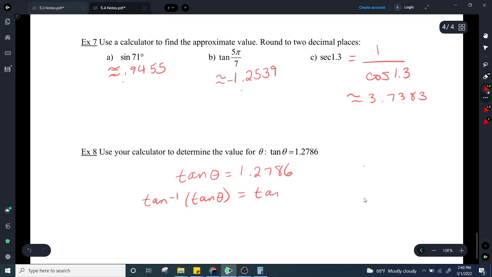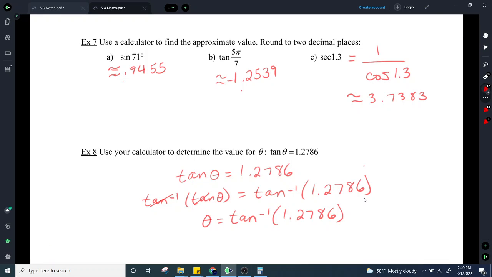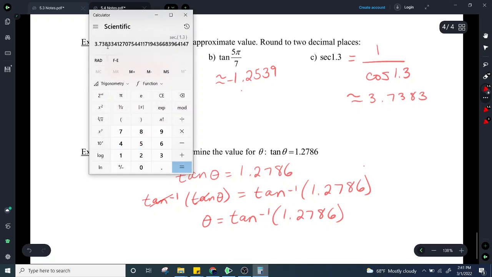Let me show you what I mean here. Go ahead and write this out. And I'll show you how to do this in a calculator. So essentially those, I don't want to say cancel out, but they undo each other, and that leaves me with theta. So theta is what I'm looking for, is equal to the inverse tangent of 1.2786. You do this when you're looking for the angle. You're going to use this inverse tangent key. So let me go back to the calculator.